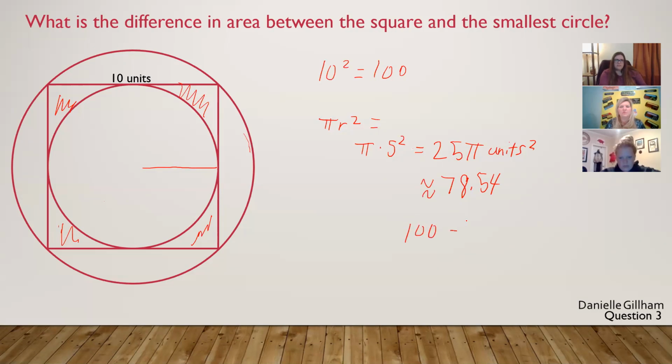And so 100 minus 78.54 equals 21.46 units squared. So that's how much all that shaded amount was. But if we wanted to break it down to how much is each area, we would then divide it by 4, which equals about 5.37 units squared. Okay. Good job. Thank you.